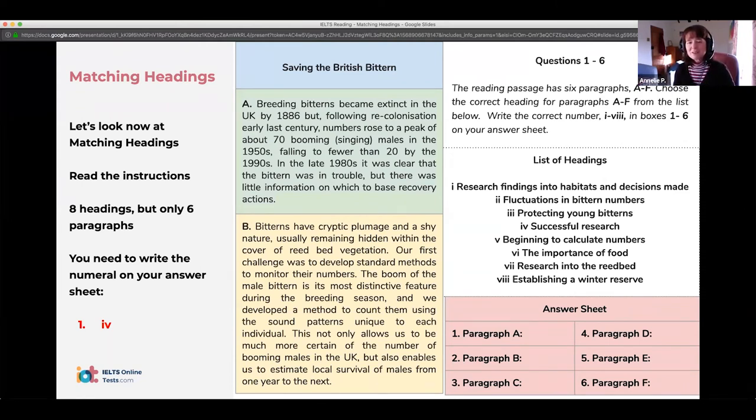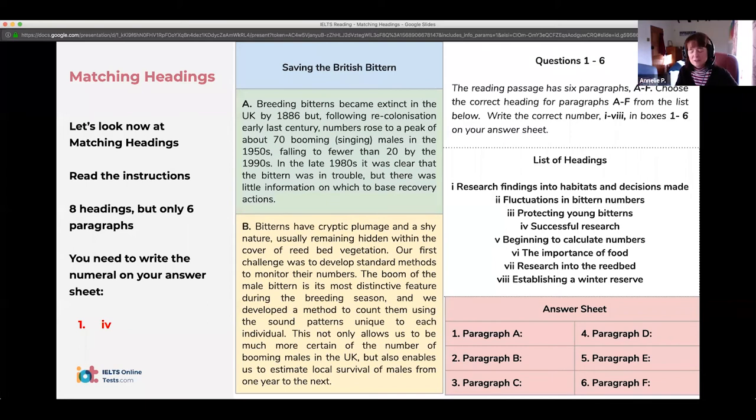Again, same kind of skimming that we talked about with the true, false, not given. Have a look at the title, have a look at the topic sentences so you get an idea of the organization. If there's a picture or a diagram, have a look at that as well. So this is about the British bittern. Does anybody know what a bittern is? No. It's a kind of bird, and you will see a picture of it later on. A specific vocabulary there, but in this case there would be a picture of the bird, so you wouldn't need to work out what that is.